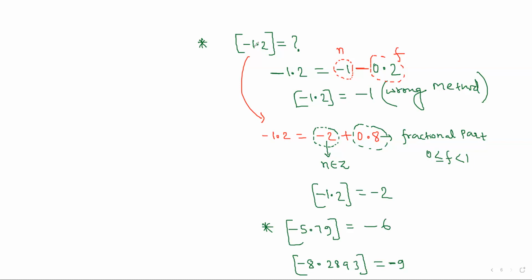Let's see the next example. The greatest integer function of minus pi is what? Minus pi is minus 3.14 and so on, so the GIF is simply minus 4.